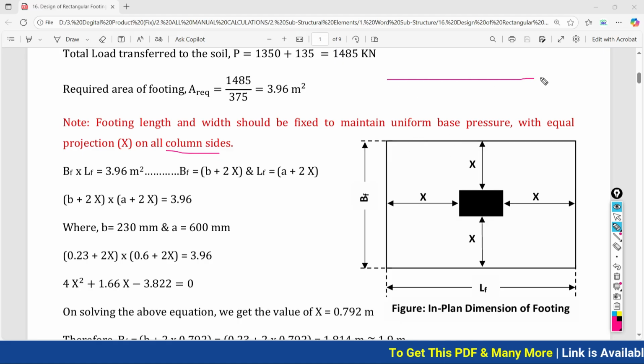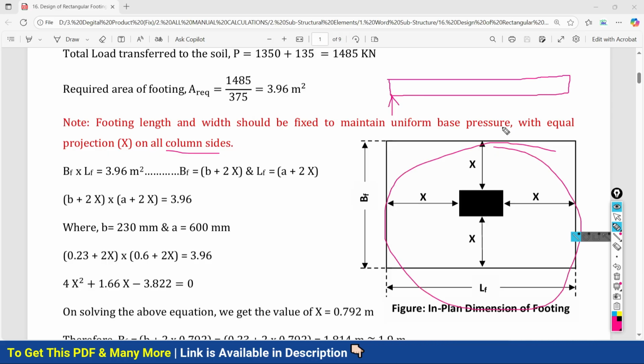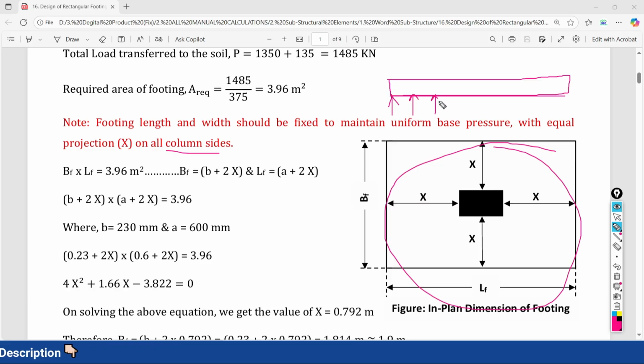Whenever we design the foundation, we expect that the pressure distribution throughout the entire area of the footing, along length, along width, everywhere, the upward soil pressure should be what? Uniform. It should not be non-uniform.